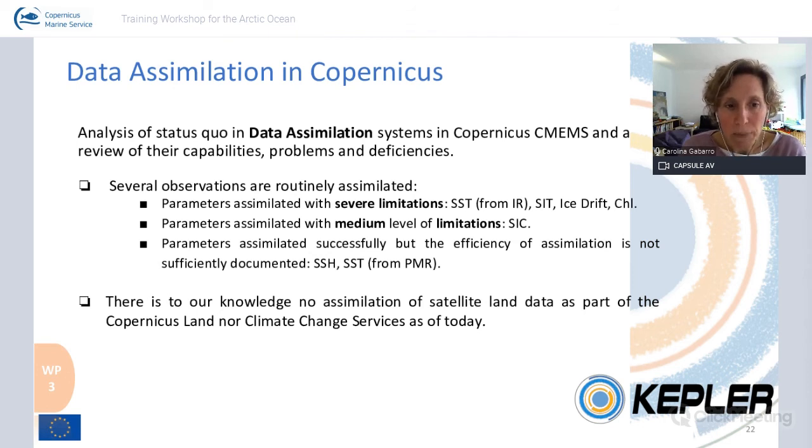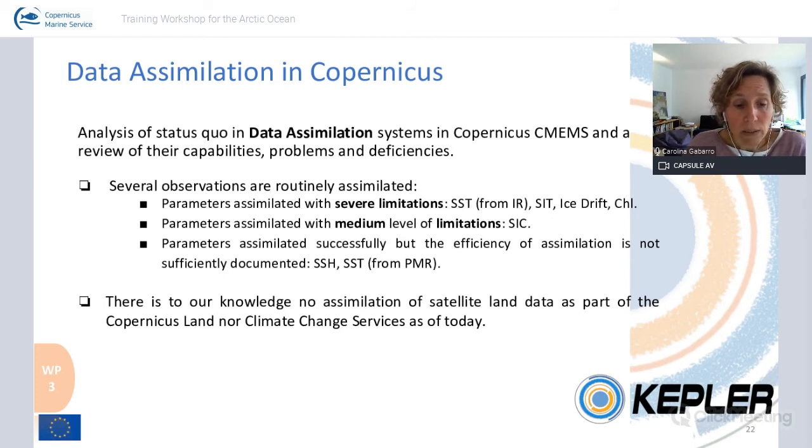The parameters which are being assimilated with several limitations are the sea surface temperature from infrared, the sea ice thickness, ice drift, and chlorophyll. Some parameters are assimilated with a medium level of limitations, like the sea ice concentration, and some are just being assimilated successfully, such as sea surface height and sea surface temperature from passive microwave radiometer.